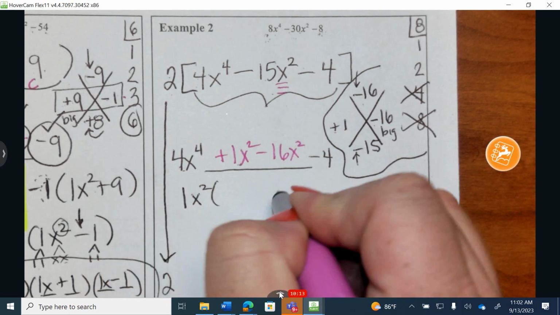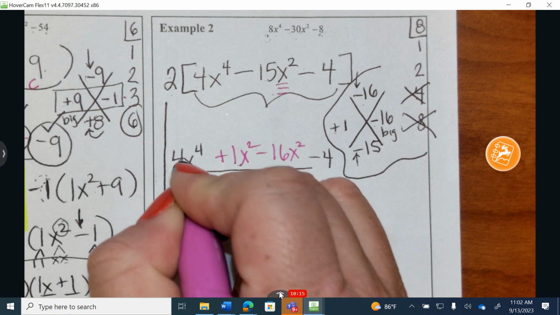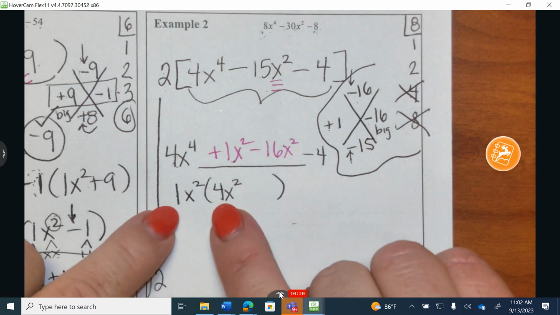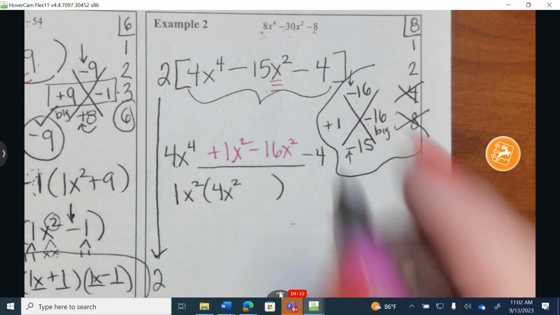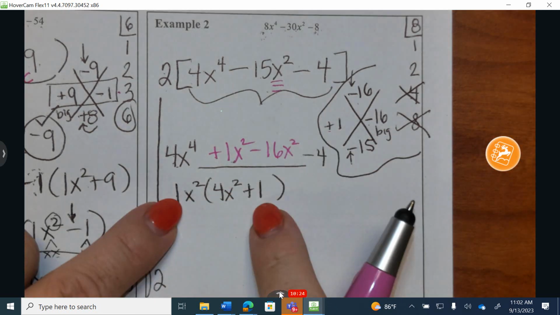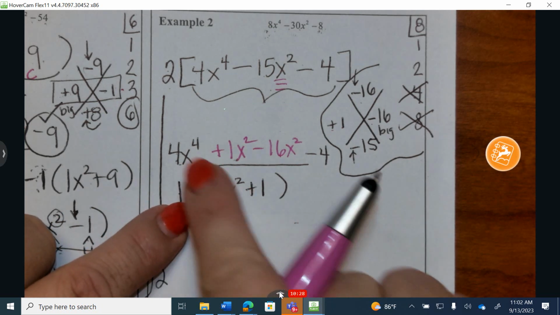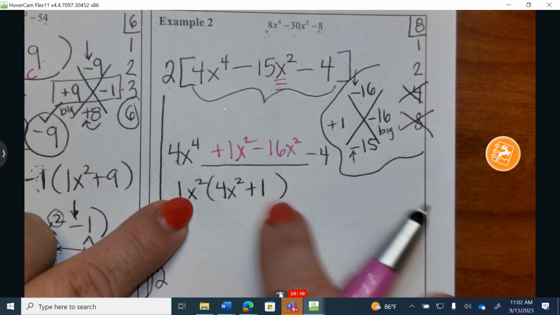1 times 4 is 4, but I need 2 additional x's. So I want to make sure I did this right. I get 4x to the 4th. 1 times 1 is 1, and I have x squared. Make sure that you check to make sure that when you distribute, you get what's up top.